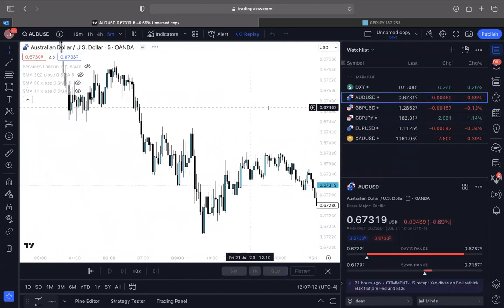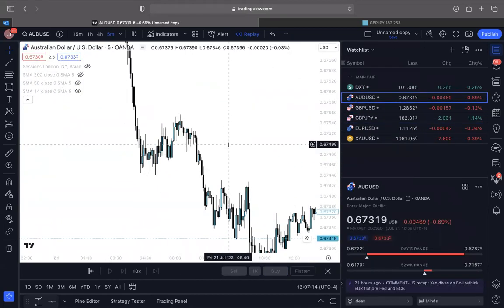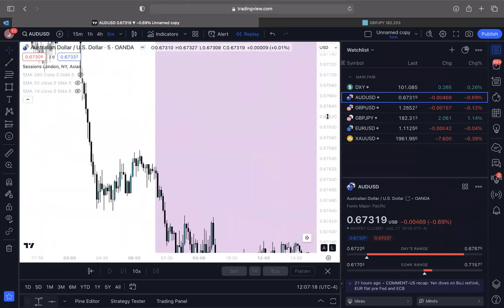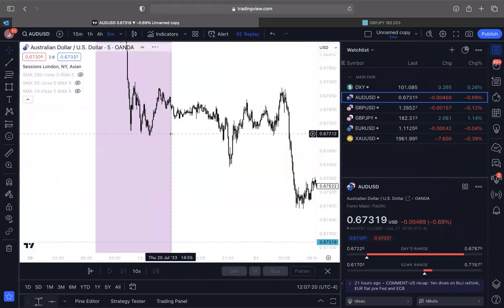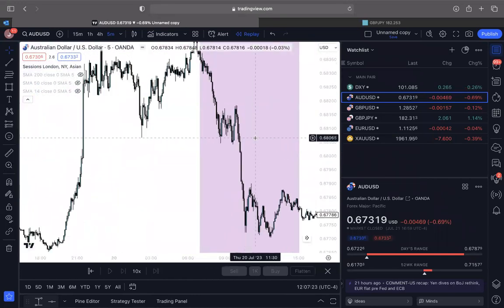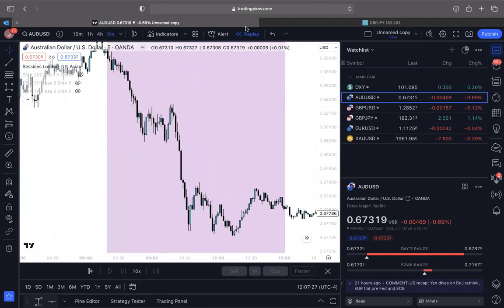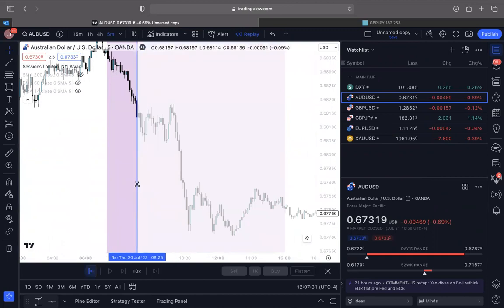Now let me show you the loss that I had on AUDUSD. It was very frustrating, because anytime you have a really good setup on one of your pairs, and then all of a sudden the market does exactly what you didn't want it to do, it can really be frustrating. So I'm going to replay this bad boy right here as well.